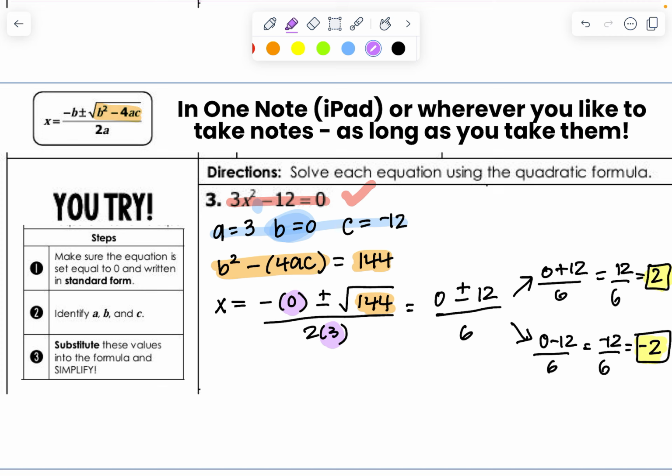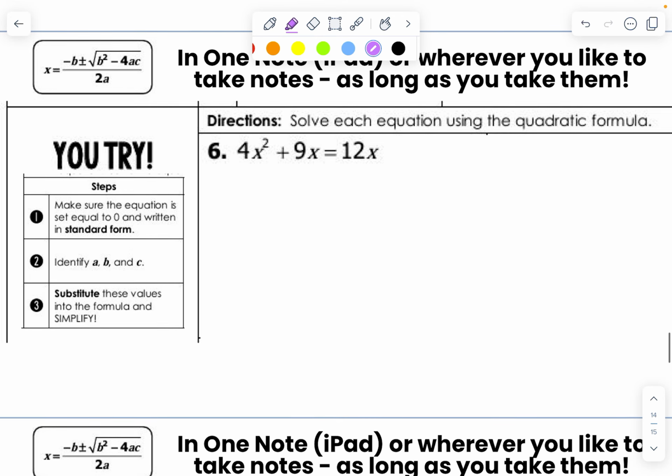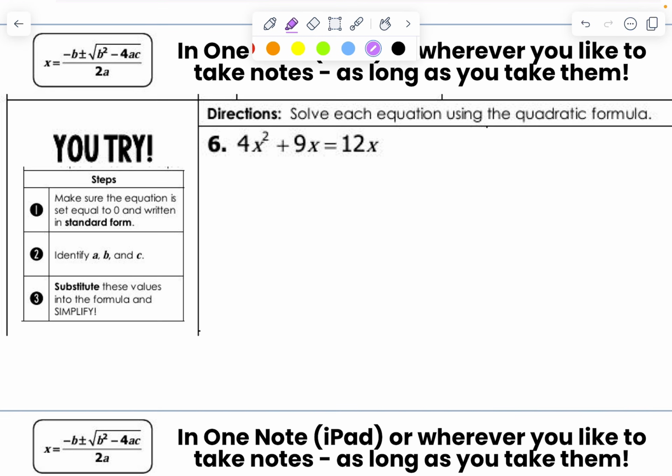I got one more example for us to do together and one more example for you to try. Stick in there, hang on. I know it's been kind of a long one, but just trust, okay? Just trust, stick with me.